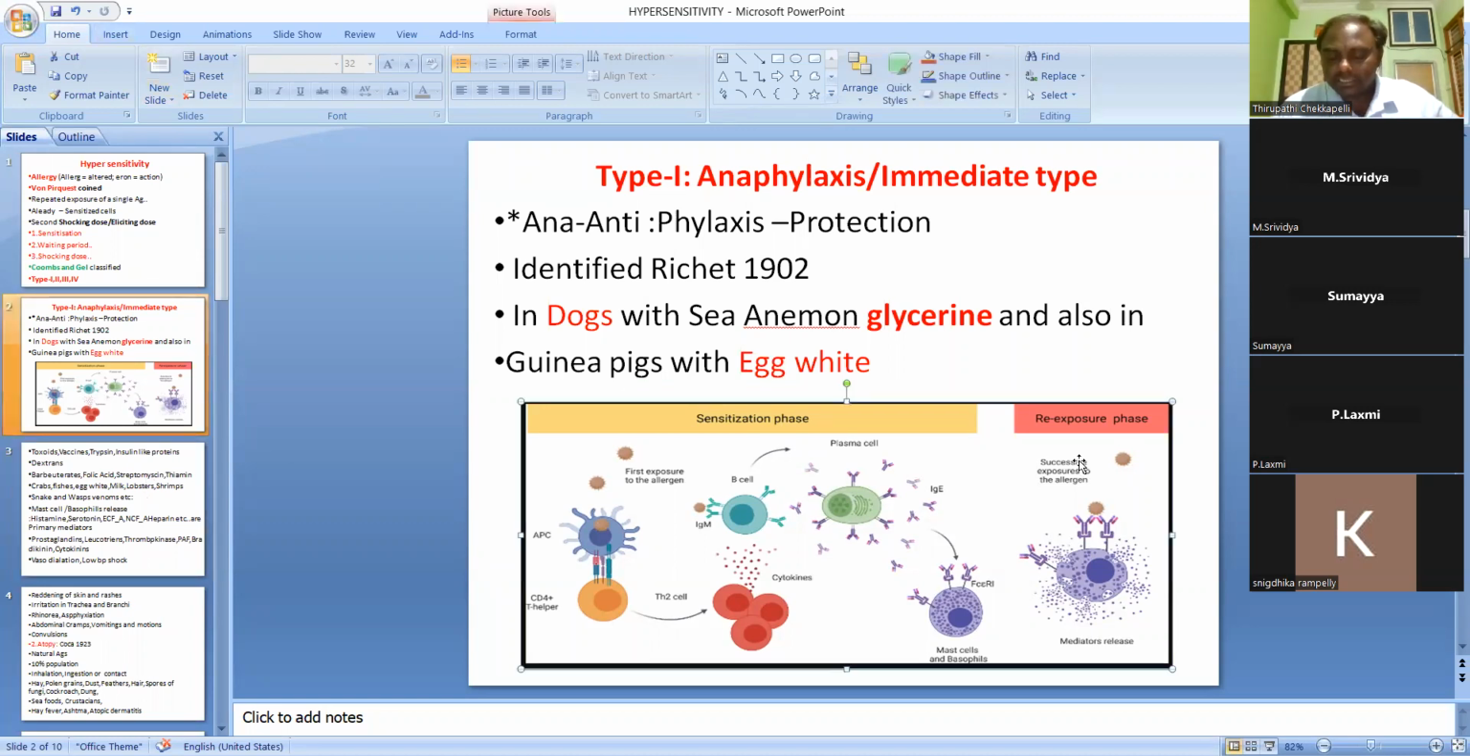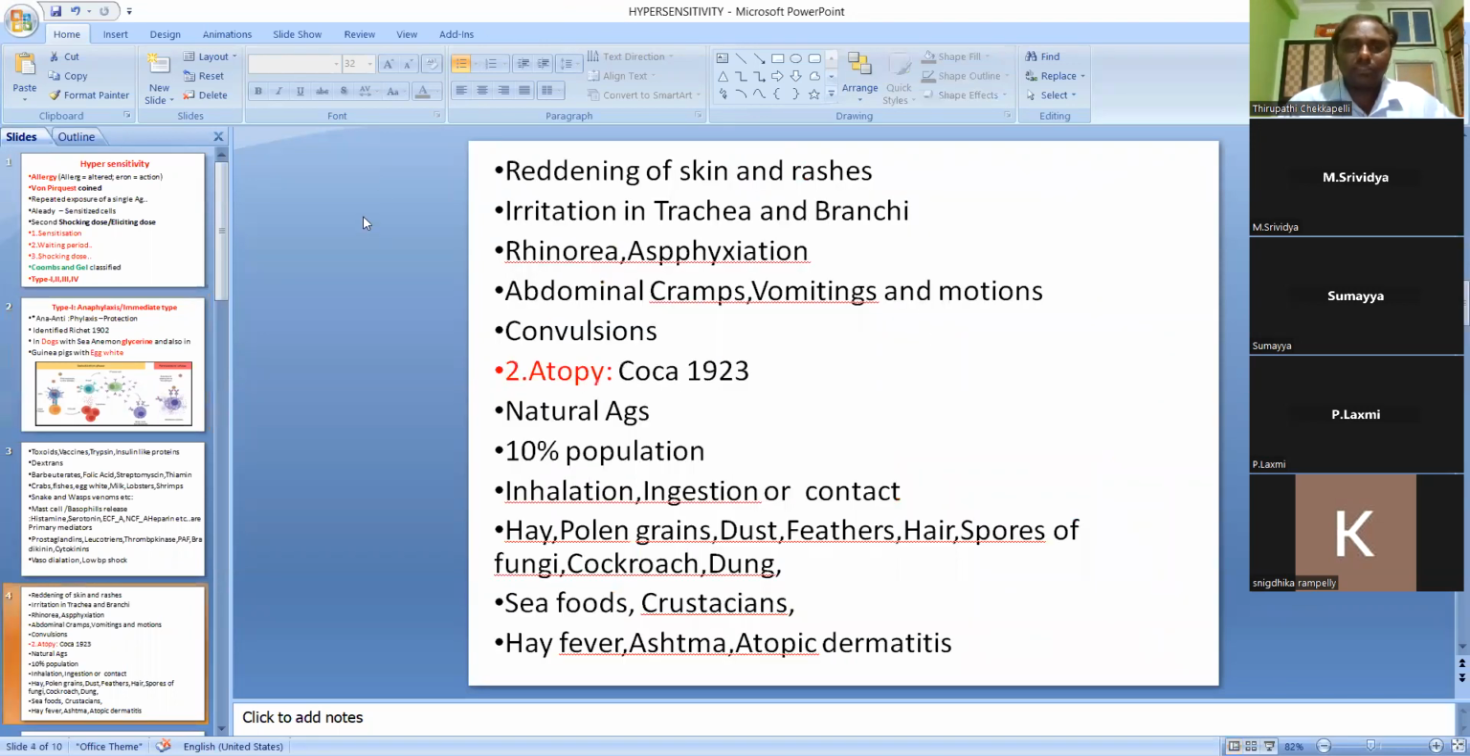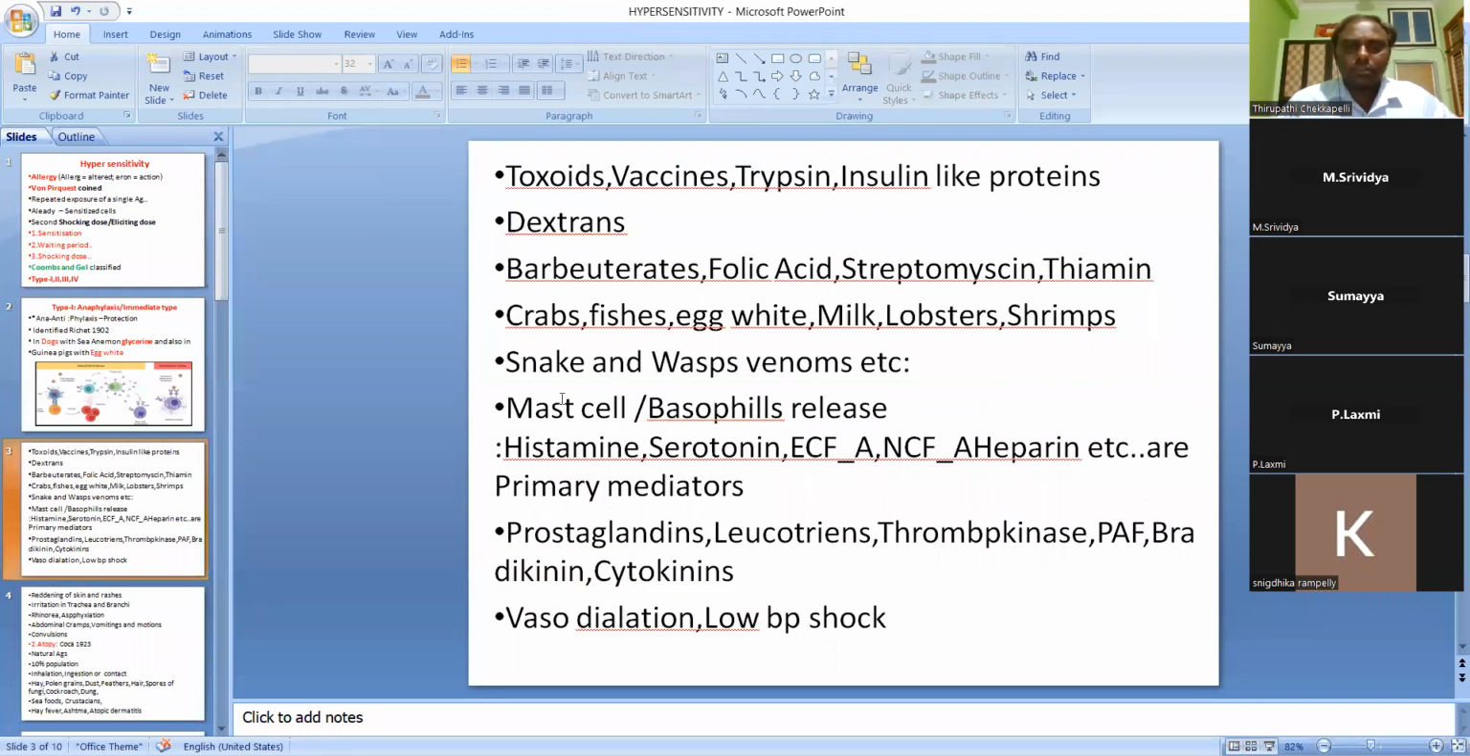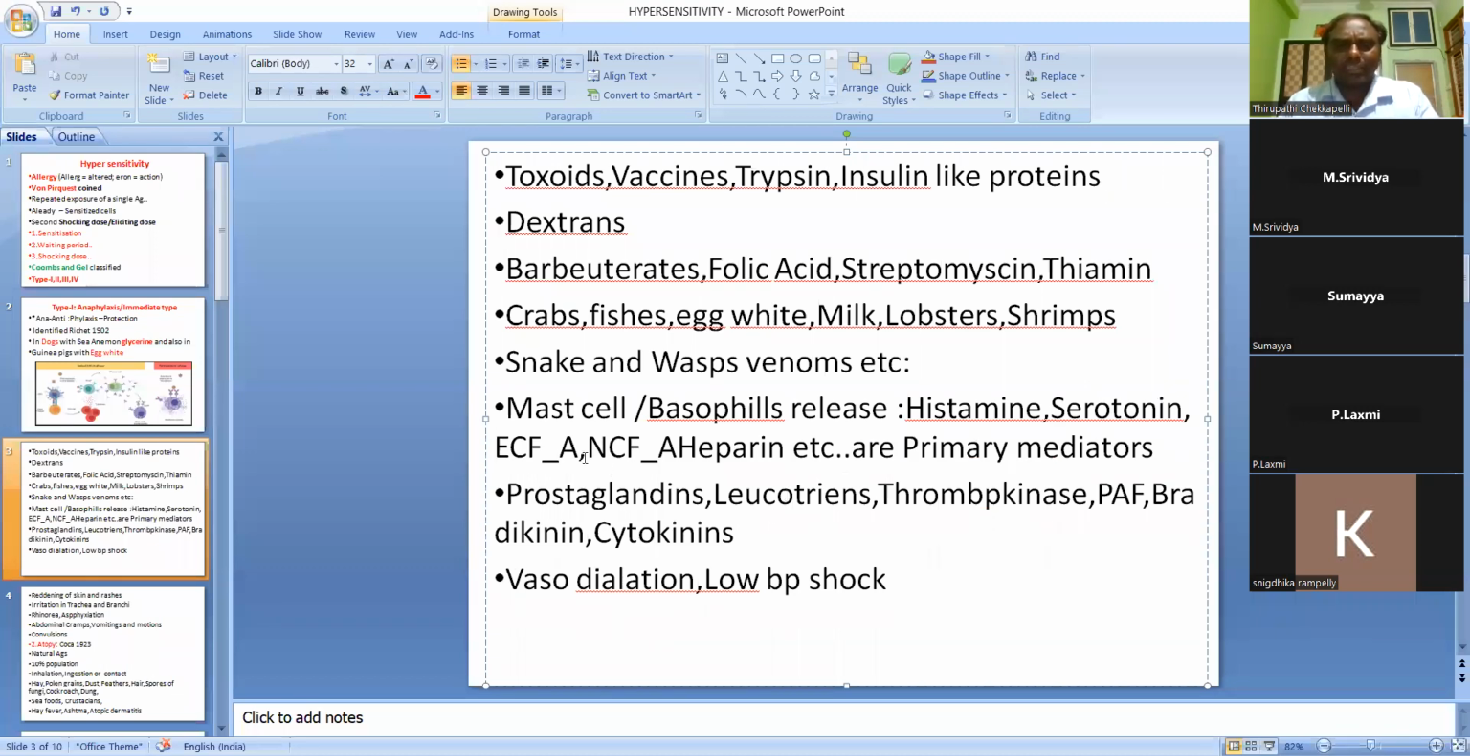In the re-exposure or booster dose or shocking dose, these antigens will bind these antibodies, which excites the mast cells to release histamine, serotonin, eosinophil chemotactic factor A, neutrophil chemotactic factor A, heparin, etc. These are called primary mediators. And due to their action, prostaglandins, leukotrienes, thrombokinase.